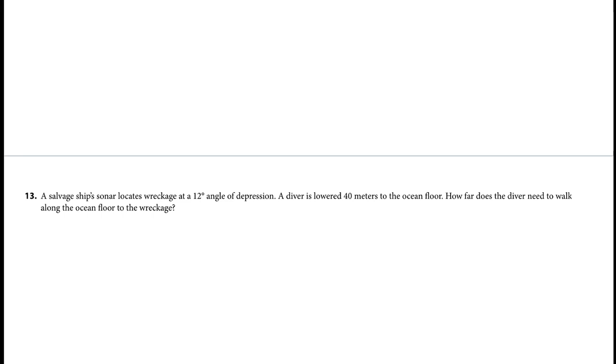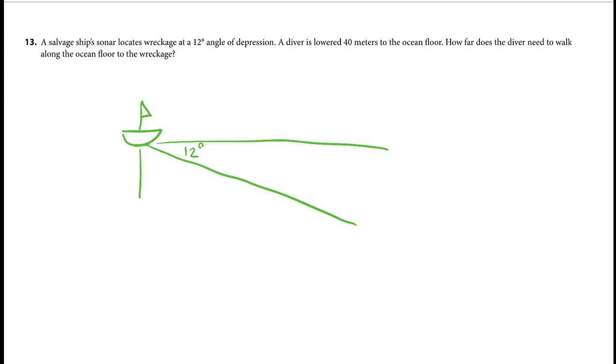Okay, let's go on. So now we've got 13. A salvage ship's sonar locates a wreckage at an angle of depression of 12 degrees. So here's a boat. Okay, 12 degrees down. It says, okay, we see something. So they lower a diver 40 meters to ocean water. How far does the diver need to walk, assuming it's flat, to get to the treasure?